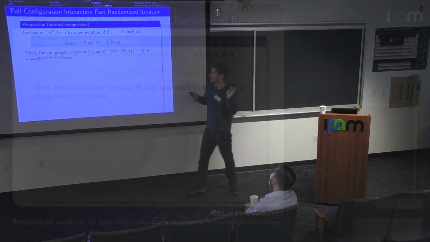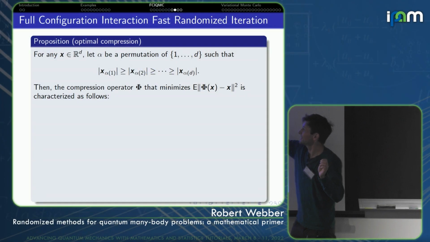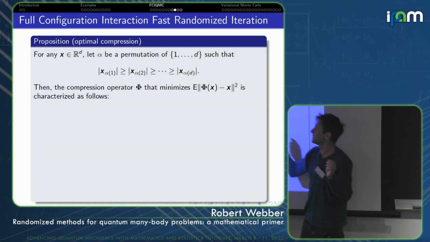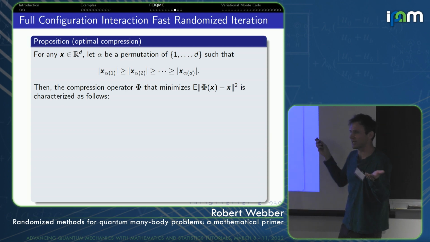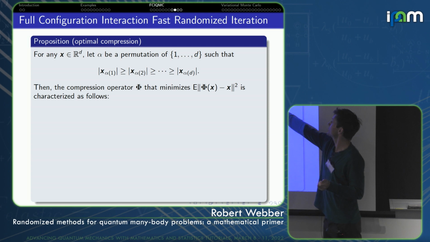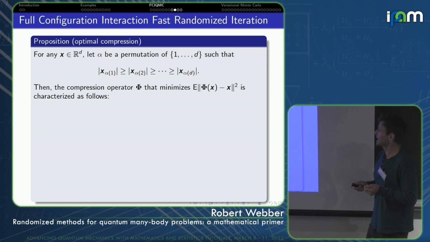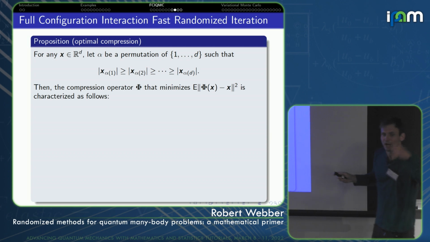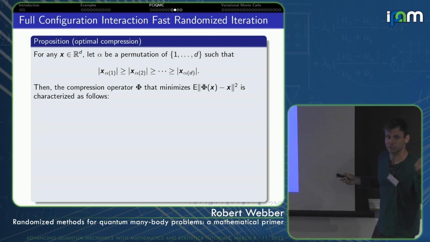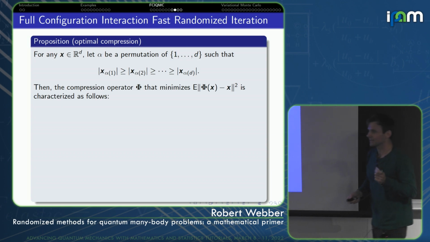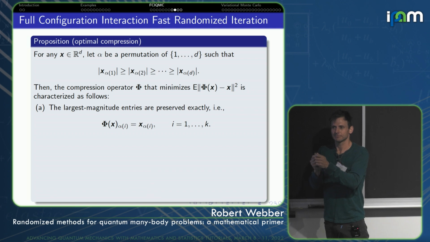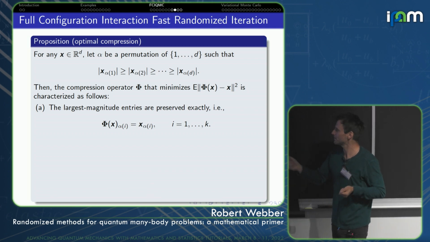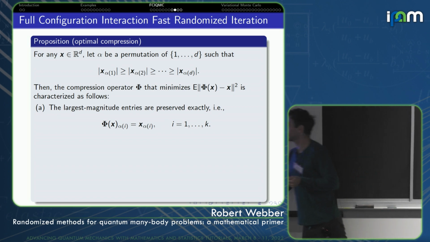So you've got a vector, x, it's a d vector, and just let alpha be a permutation that orders it from the biggest magnitude to the smallest magnitude. Then I ask, what is the best compression operator? What is the best way to sparsify a vector so that the mean squared magnitude of the perturbation is as small as possible, subject to unbiasedness and sparsity constraints, which are our definition of a compression operator. So the first thing you do is you keep the largest magnitude entries exactly. You don't perturb them at all. The top k ones stay exactly the same.